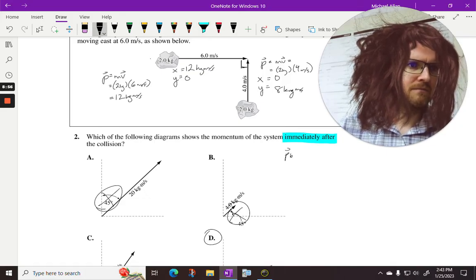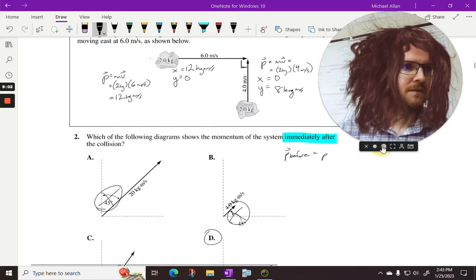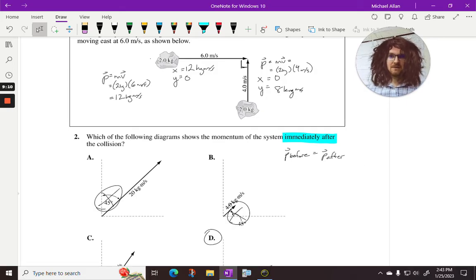Momentum before is equal to the momentum after. Okay? So if I find the momentum beforehand, I just found the momentum afterwards. So it doesn't really matter which one you find. So we have all the before information here.